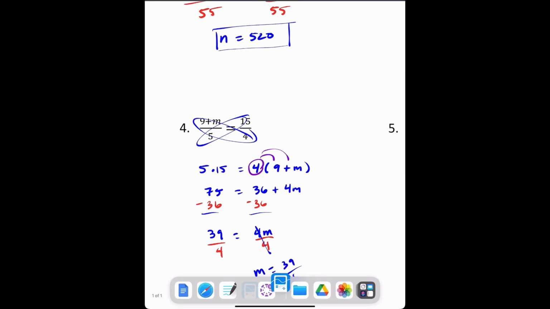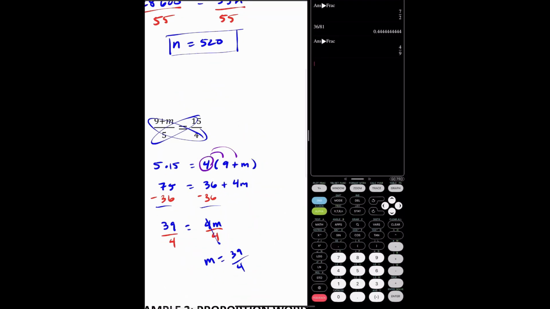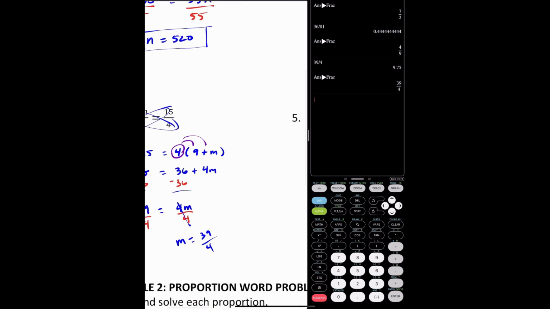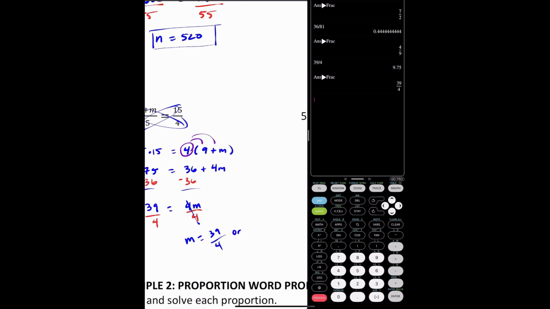So I'm going to use my calculator and see if I can simplify this. Looking at the fraction, we have an odd divided by an even. So most likely this is already simplified, I assume. All right, so I have to math, enter this. Yep, I was right. It's 39 over 4. So you can leave your answer like this, or you can just say 9.75.